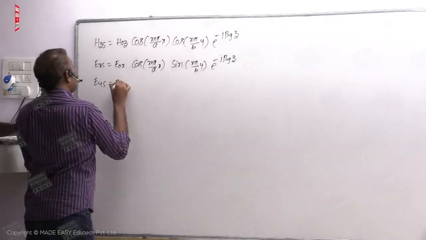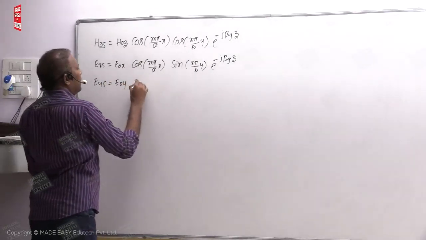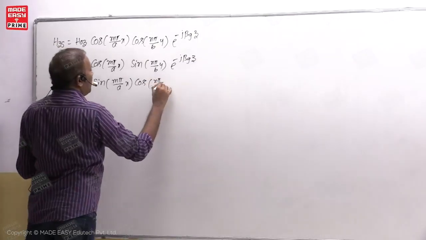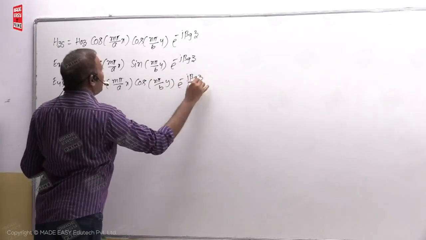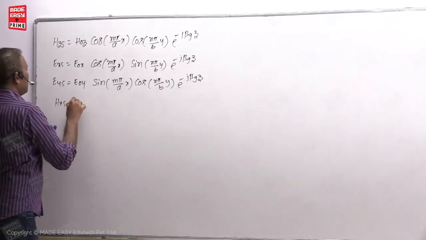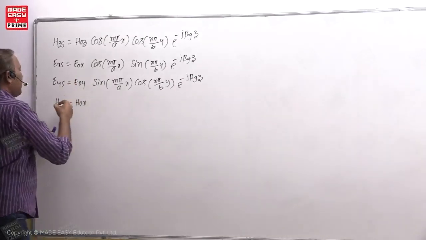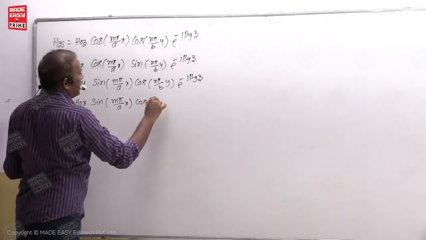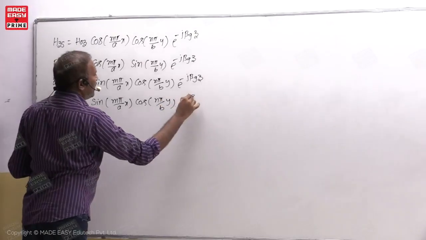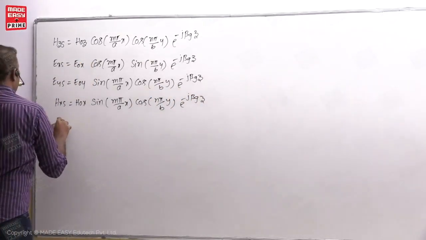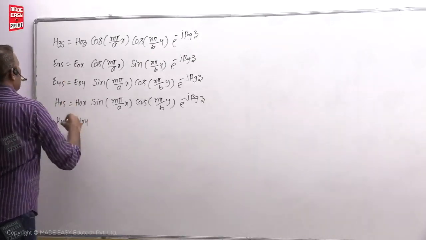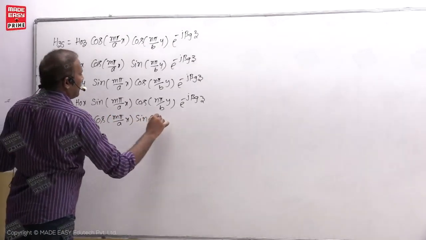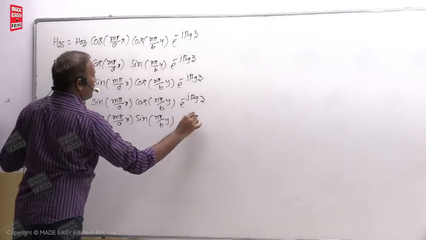Eys is opposite of this one, E0y, initial value of electric field y component, then sine m pi by a x cos n pi by b y e power minus j beta g z. Hxs is equal to H0x, then electric field y component generates this one, so sine m pi by a x cos n pi by b y e power minus j beta g z. Then magnetic field y component H0y cos of m pi by a x sine n pi by b y e power minus j beta g z.